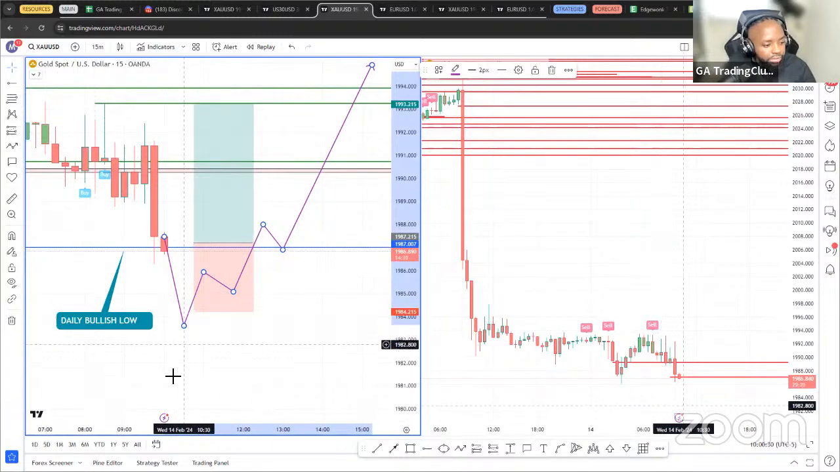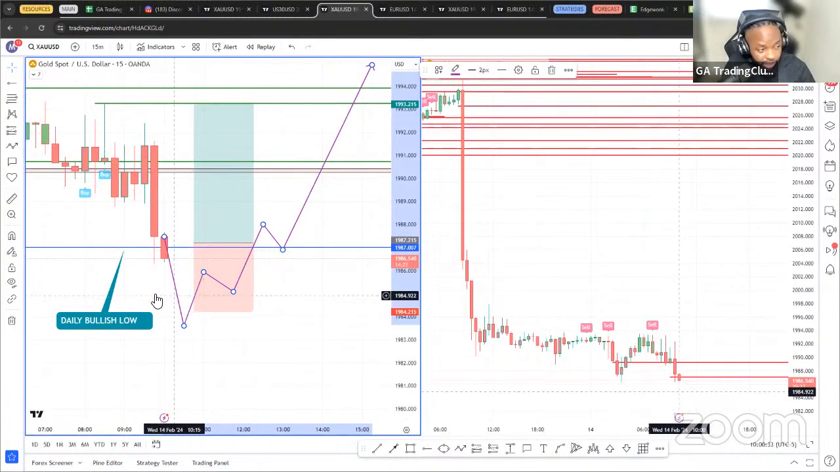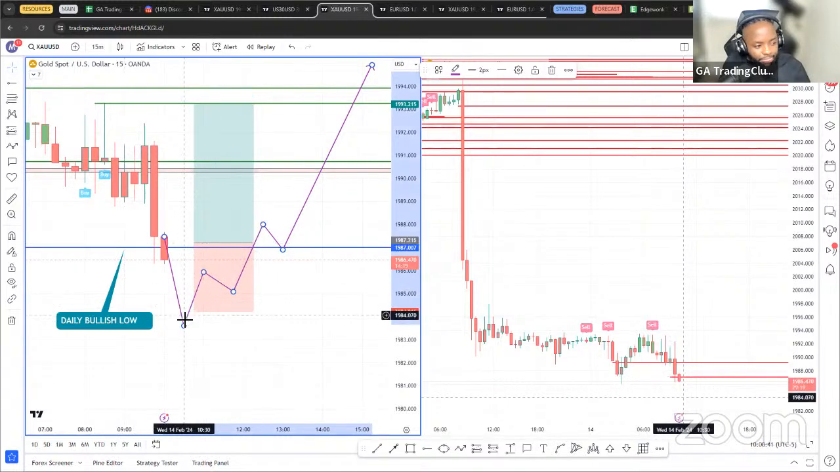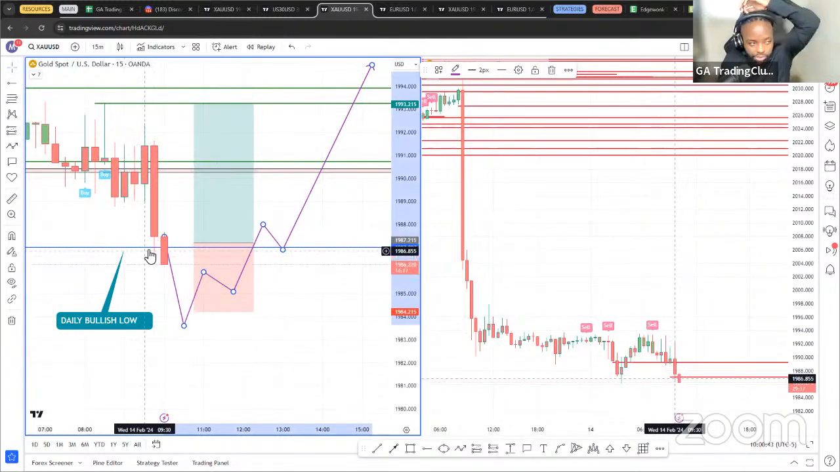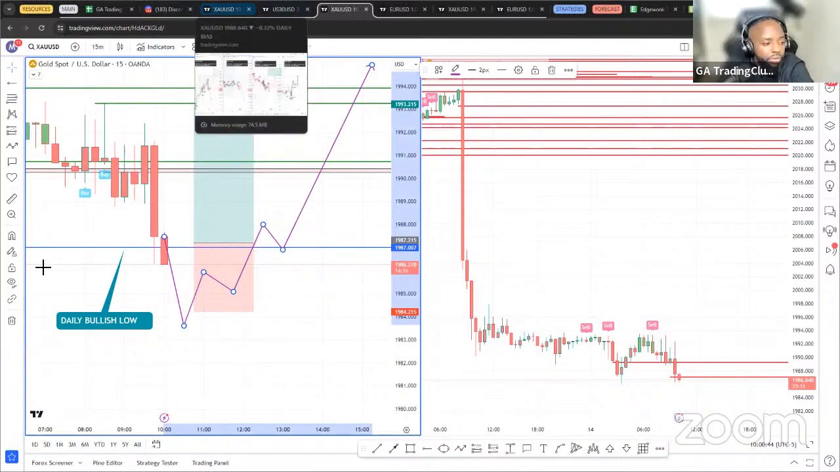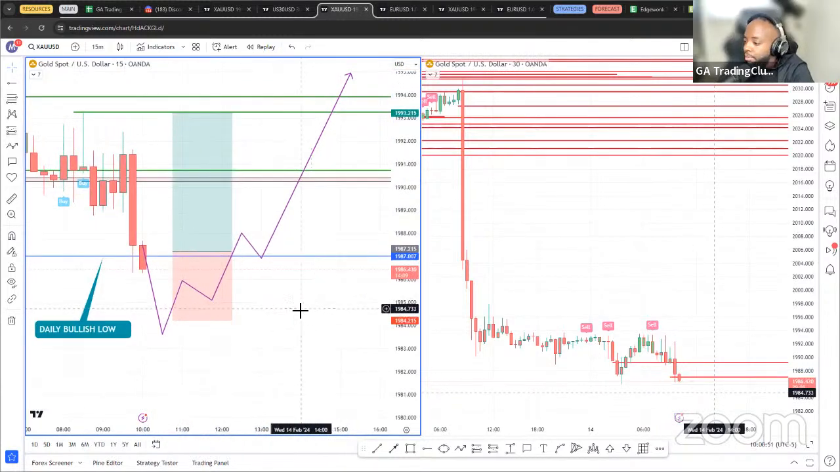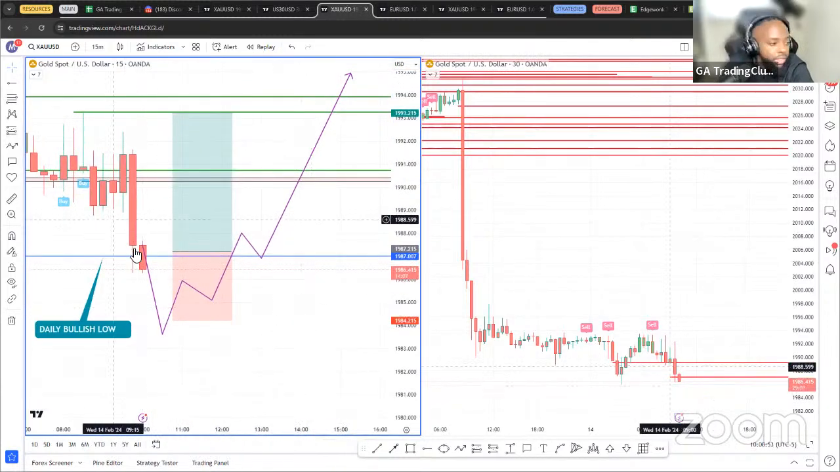So I would say if, say, gold gets to the 1983, 84 region, so it goes far down enough to mitigate this daily bullish order block, then you can set a buy stop at say 1987 with a stop loss below the previous low that they had formed. So again, this is definitely a matter of patience for this particular trade right there.